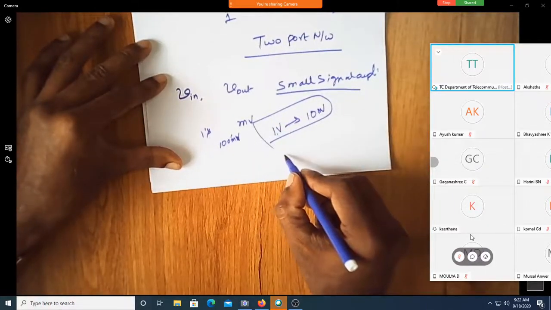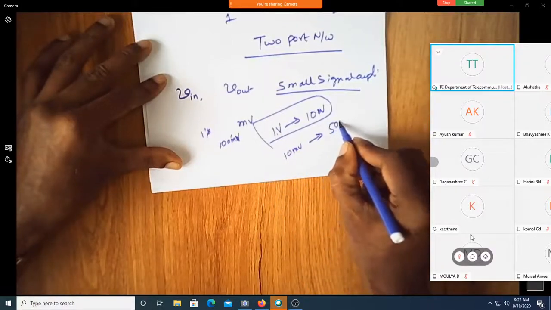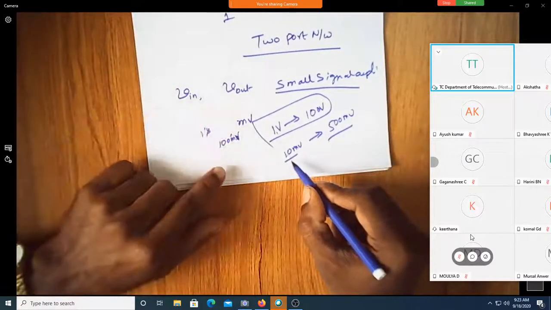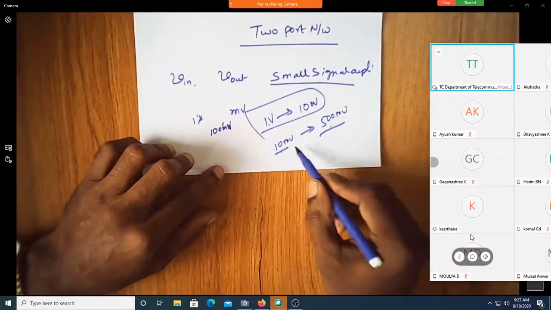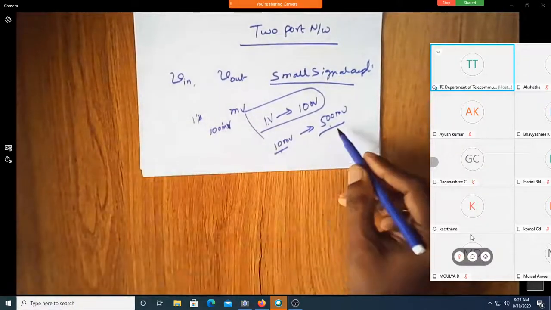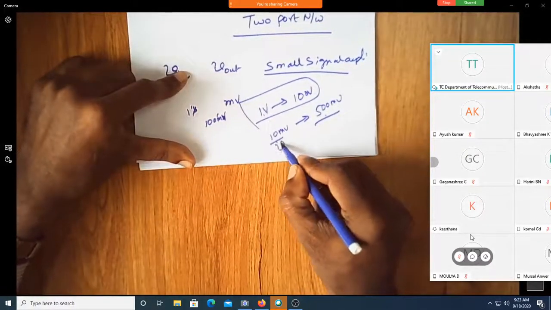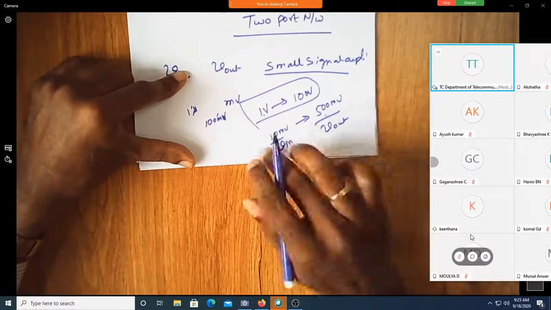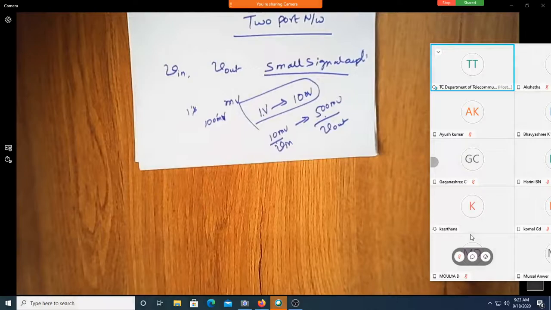Suppose you are amplifying 10 millivolt to something like 500 millivolt. You can see there's a significant improvement in the amplitude from 10 to 500. By how much has it incremented? Suppose the input is 10 millivolt and the output is 500 millivolt, how much is the amplification level? 50 times. So it is increased by 50 times.